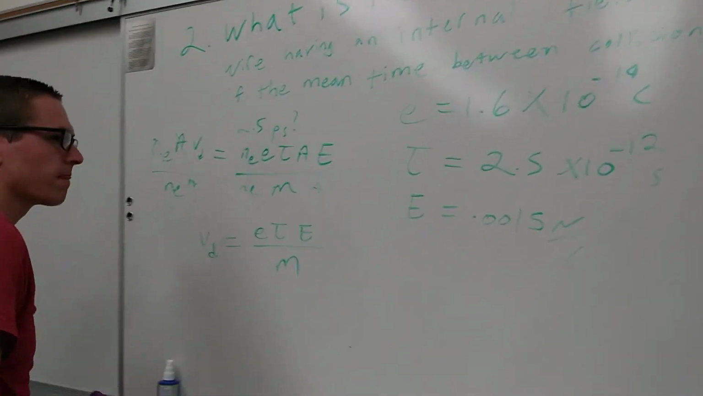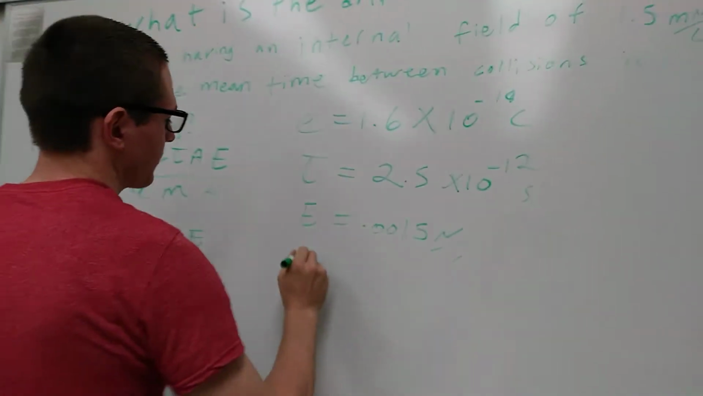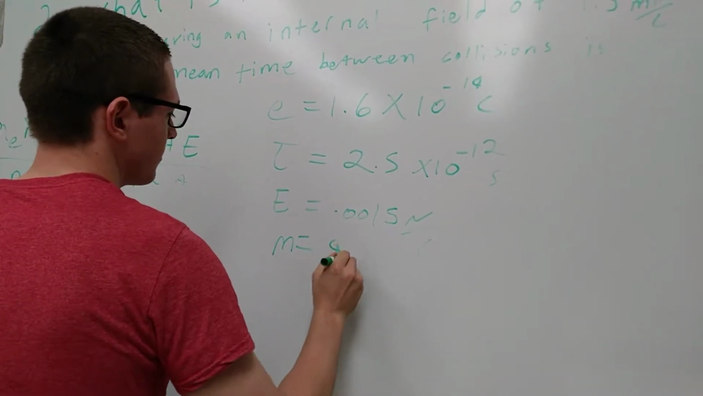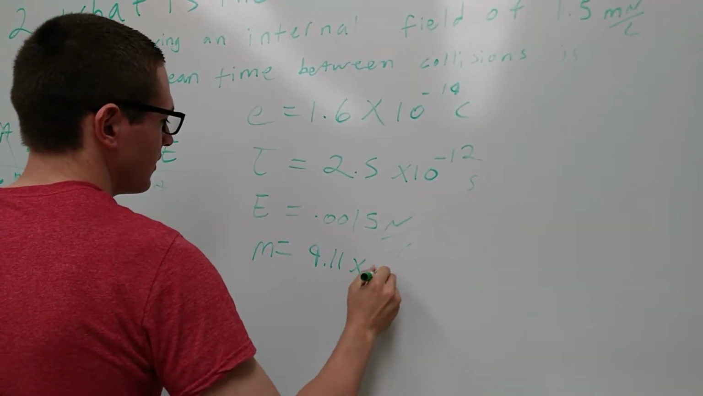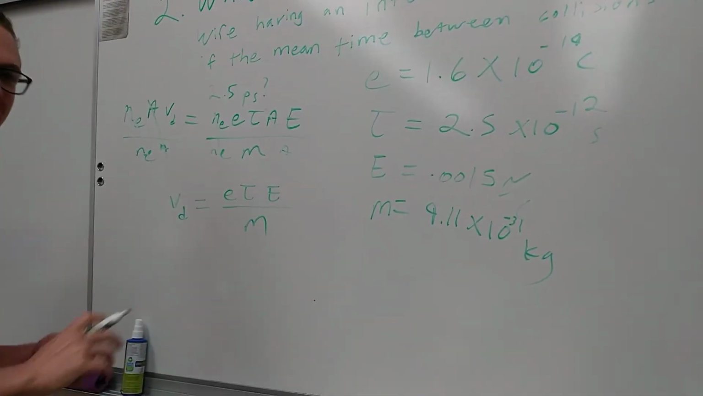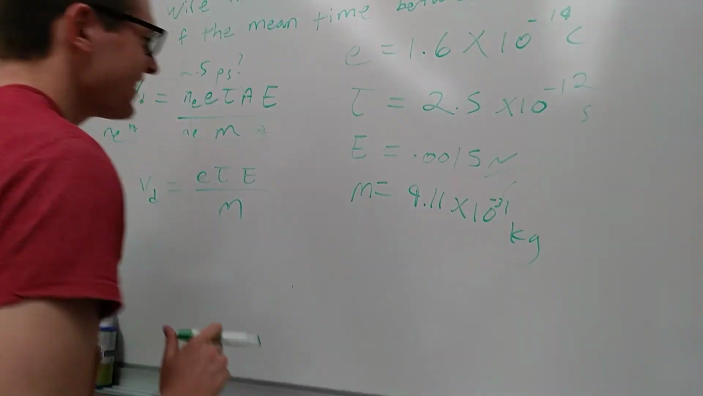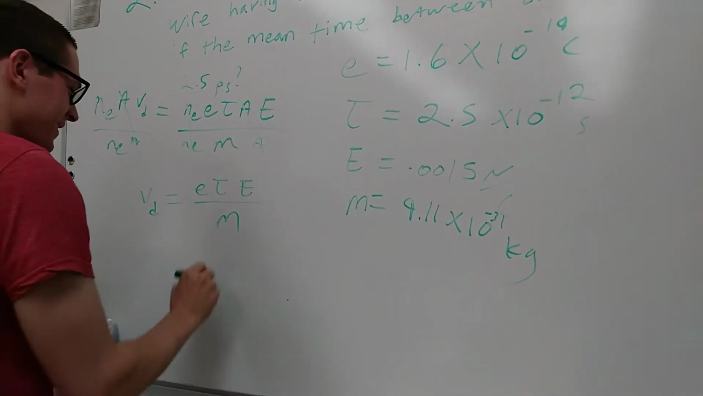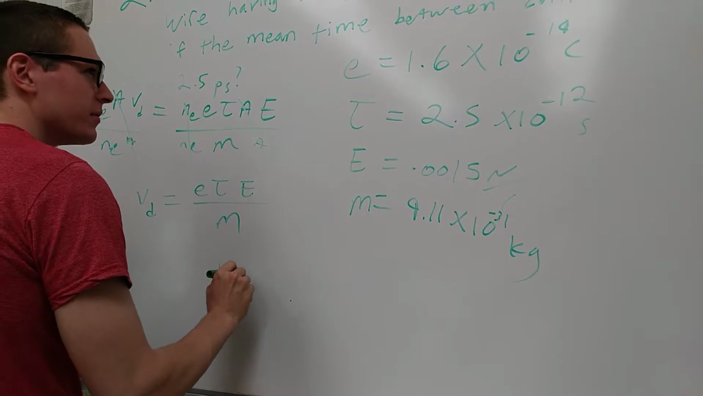Oh, what's the mass of an electron? Oh, there we go. Almost forgot that. And that is 9.11 times 10 to the negative 31 kilograms. Thank you. It's kind of like Dora. It's like, what's the mass of an electron? All right. So now we're just going to put all of these numbers together.